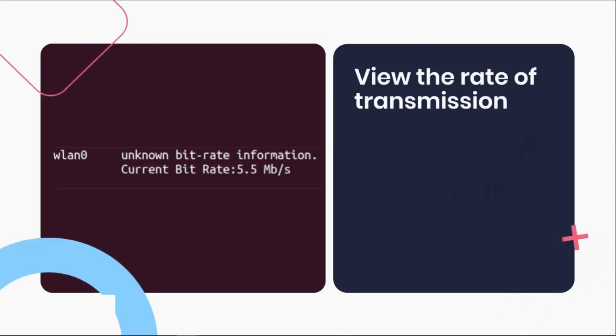We can also run some commands to see the rate of transmission, as well as the frequencies the channel is operating in. Like this command.